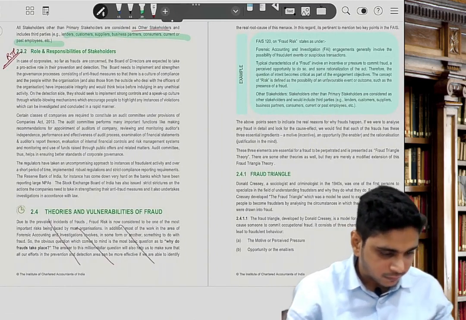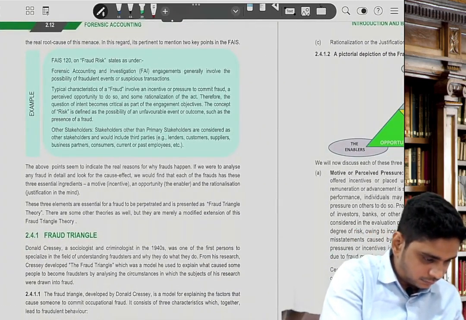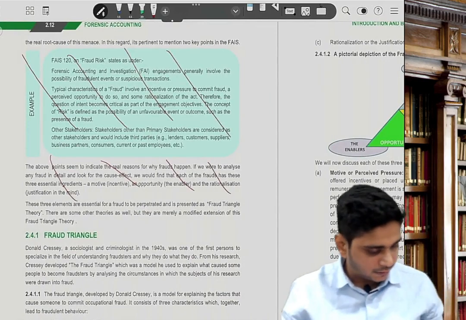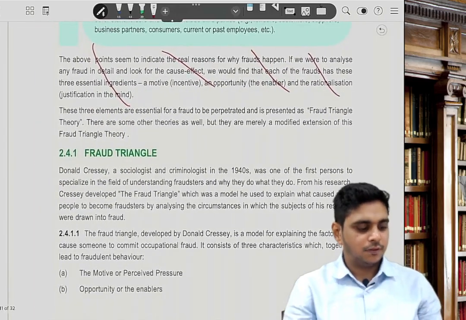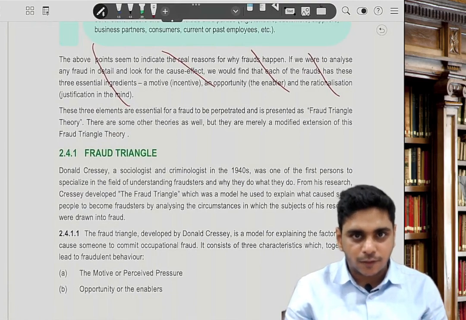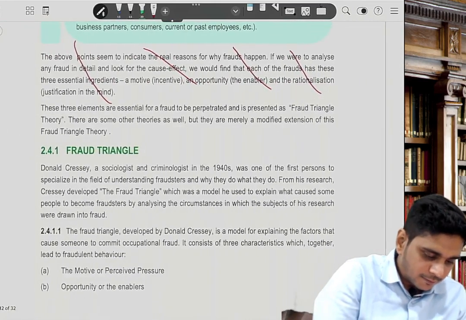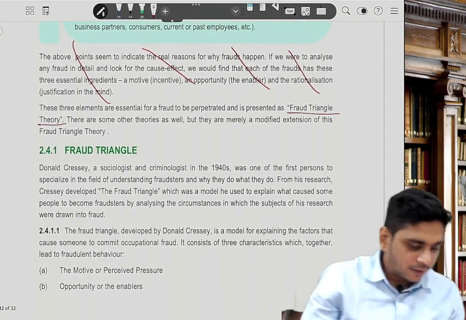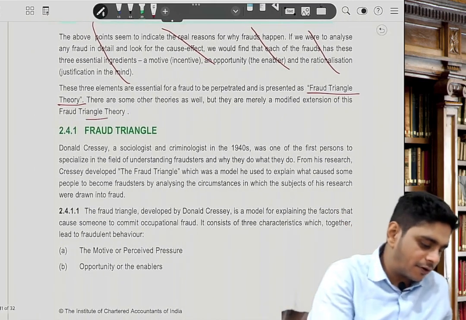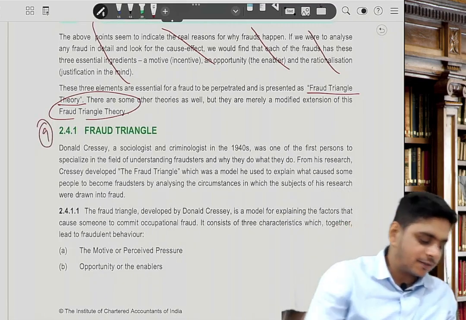Cancel this. Here, the three elements are essential for the fraud to be perpetrated, as presented in the fraud triangle. Now, there are other theories also, but here we are doing the fraud triangle theory, FTT. So this becomes my ninth answer.